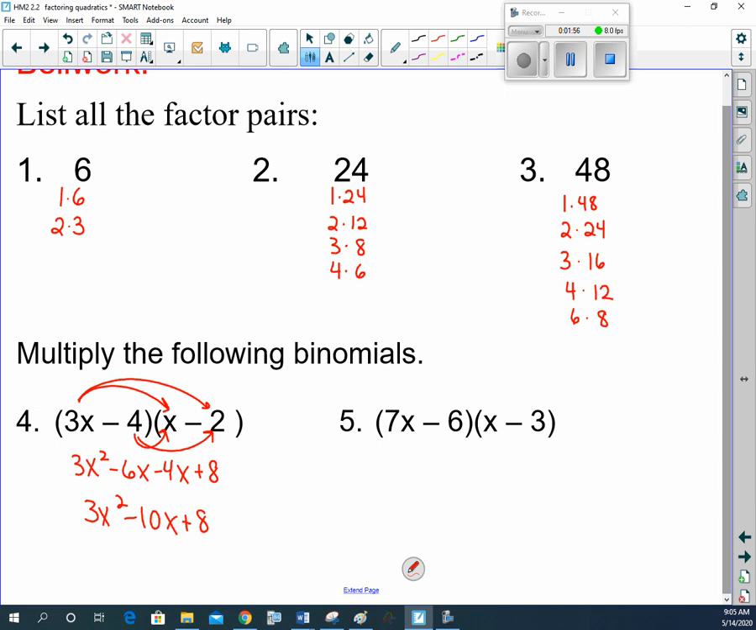Same thing over here. 7x times x is 7x squared. 7x times a negative 3 is a negative 21x. Negative 6 times x is a negative 6x, and a negative 6 times a negative 3 is plus 18. Combine your like terms: 7x squared minus 27x plus 18.